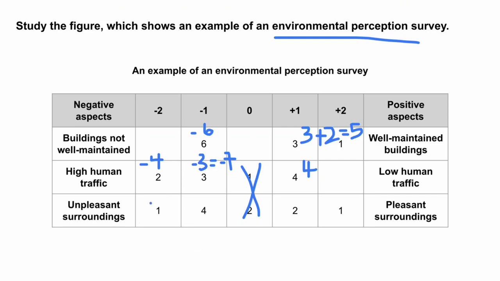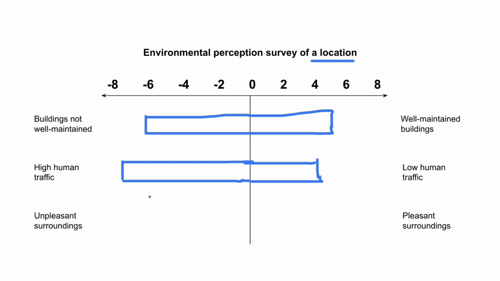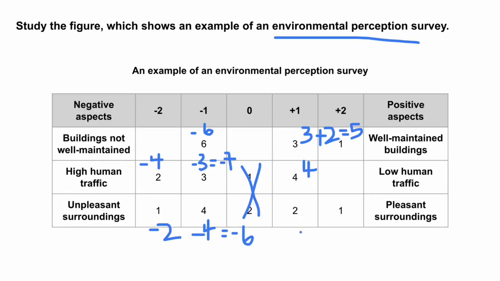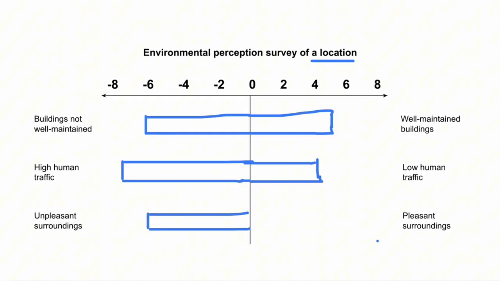Back to the survey, negative here. 1 times -2 is -2. 4 times -1 is -4. So -2 minus 4 gets me -6. Go back to my graph. Where is -6? -6 is about here. I connect it. Go back to the survey. 2 times 1 is 2. 1 times 2 is also 2. So I add it together, I should get 4. Go to the graph. I find 4. And I can plot it here. Again, make sure your lines connect properly.